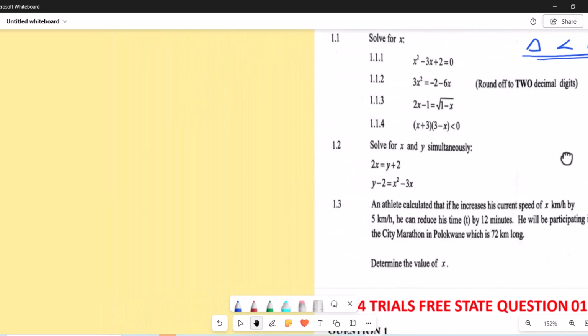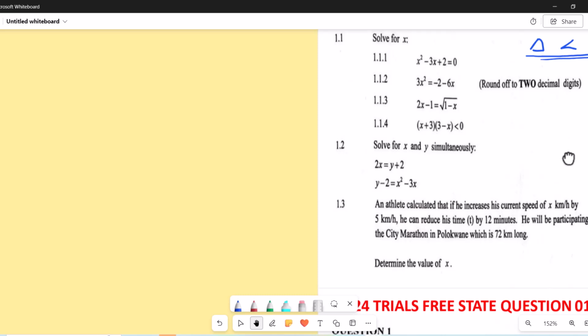Okay, so here we have x squared, question 1.1.1. We have x squared minus 3x plus 2 equals 0. So this is a quadratic, and fortunately we have factors here. So we've got (x )(x ) equals 0.